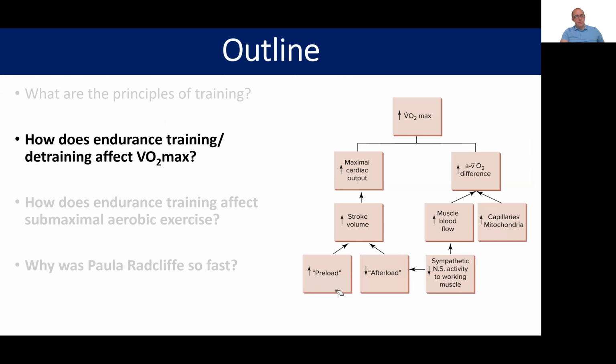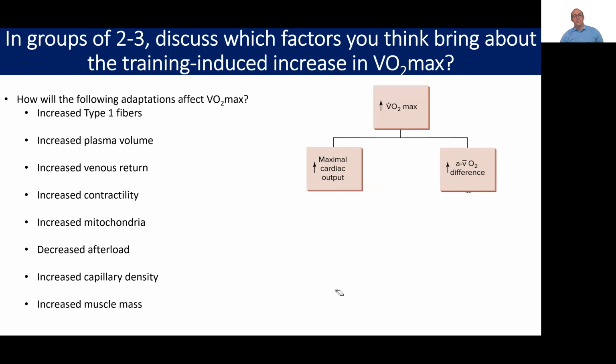Okay, so that was detraining. Now let's review what is going on, or how would these factors improve VO2 max? So listed over here are a lot of things that happen with training, with endurance training, right? You get an increase in the type 1 fibers. You have an increase in plasma volume, which helps with increased venous return. You have increased contractility of the heart. You also get increased mitochondrial density in the skeletal muscle. Also, the heart gets more mitochondria. You have a decreased afterload against the heart and increased capillary density, increased muscle mass.